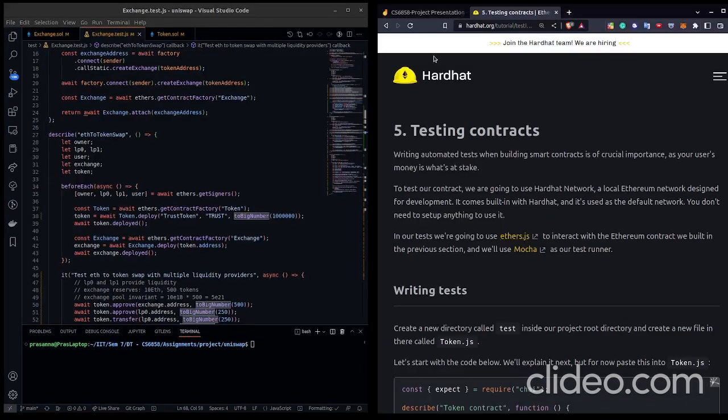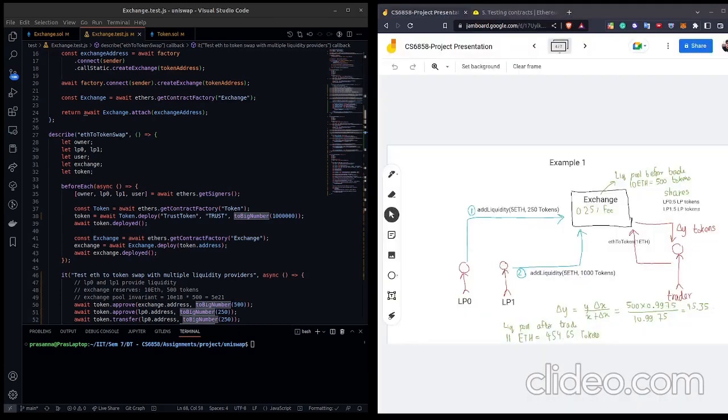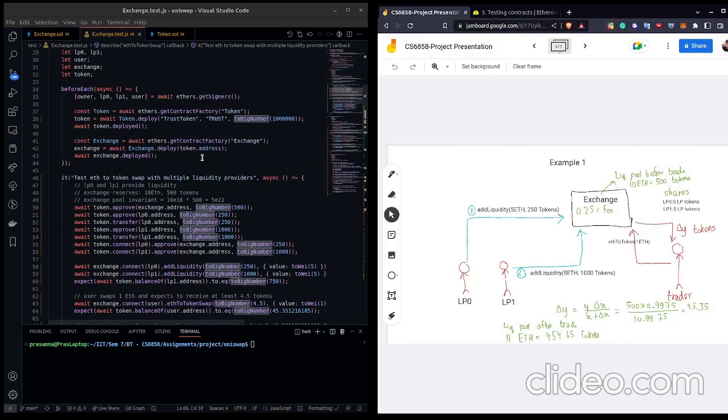I have used the testing functionality present in Hardhat to test the swap functions defined in the contracts, which we have seen earlier. So here the contracts are deployed on a local Ethereum network, and the tests are run on this network. We'll start by testing the ETH to token swap functionality.